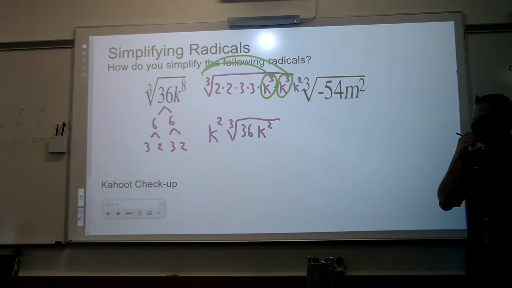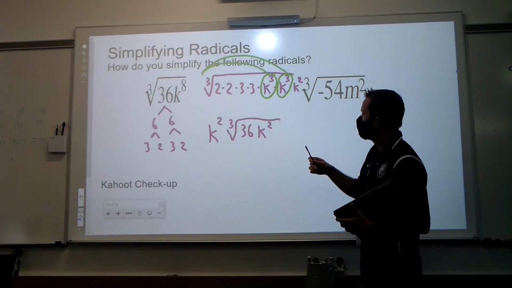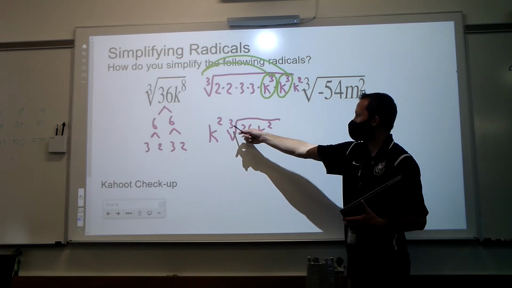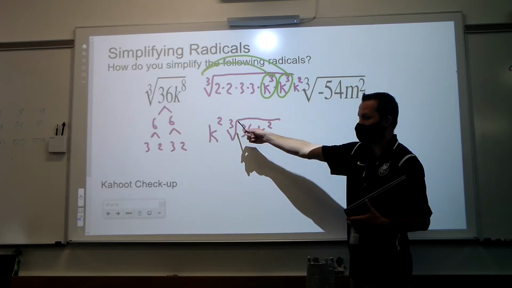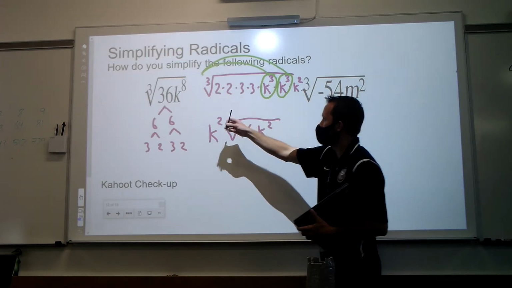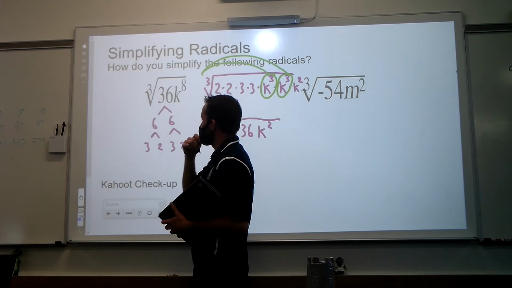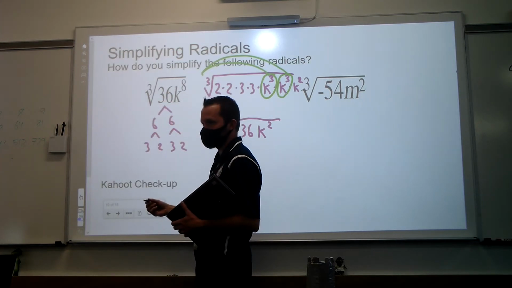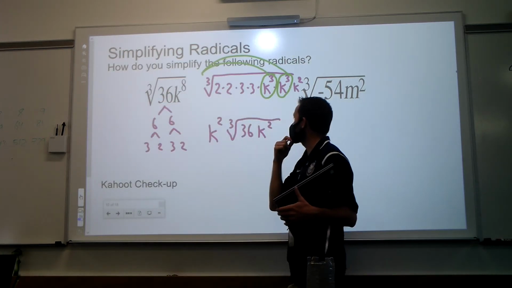Question, Isaac. What is the three? This one? Yeah. So that's how we know it's a cube root instead of a square root. This is the index. So this tells us that you need groups of three instead of groups of two in this game. Oh. Good question.